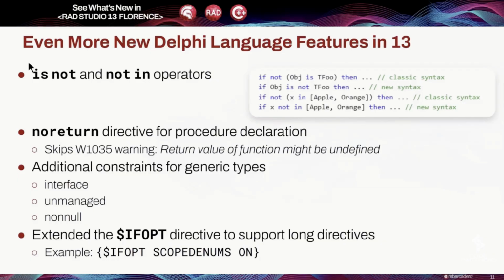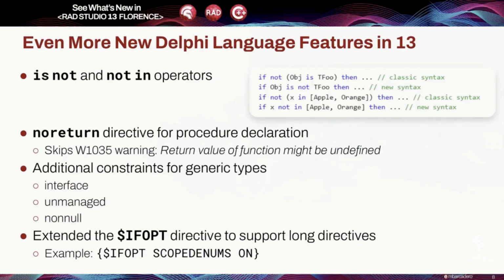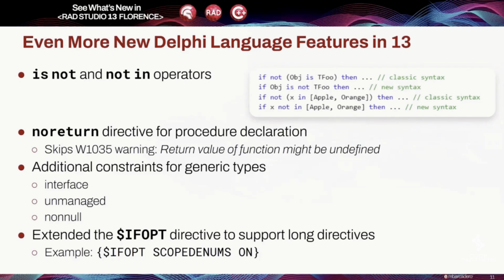Finally, we have an extended if opt directive. You can have conditional code depending on the status of a directive, and it was limited to the short version of the directives. Now it's expanded to all of the long directives. And now Ian is going to show you a short demo of some of these new Delphi language features.